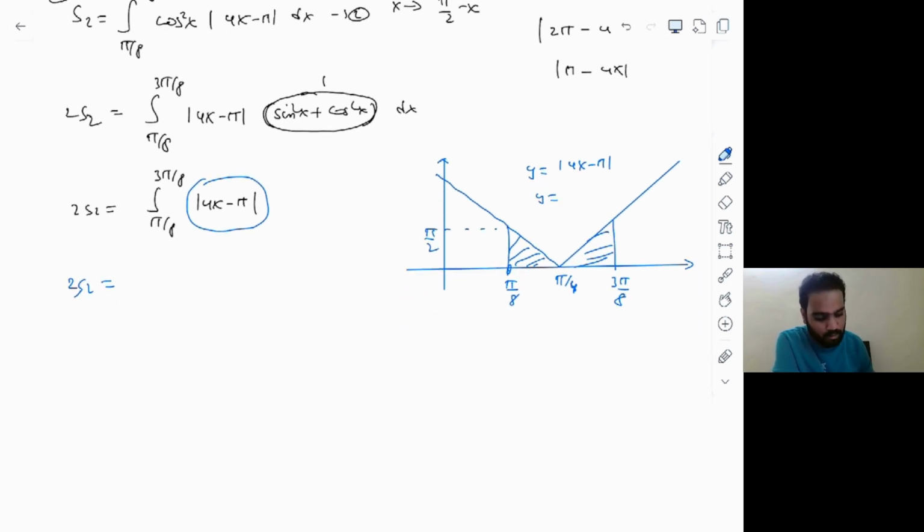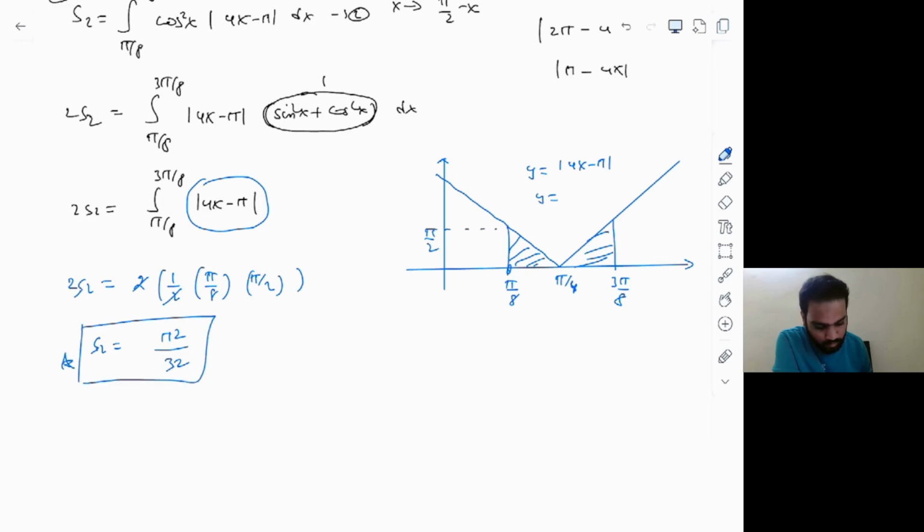2 into S2 is equal to, since two triangles are there, 2 times half into base into height. Half of base is pi by 4 minus pi by 8, which is pi by 8, and height would be pi by 2. So let's calculate, 2 gets cancelled. Finally, S2 value will be pi square divided by 8 into 16, 16 into 2, 32. So finally, S2 value is going to be pi square divided by 32.